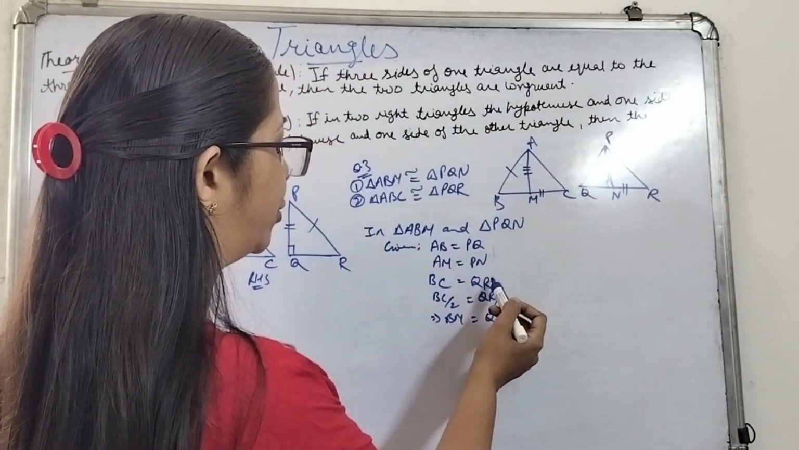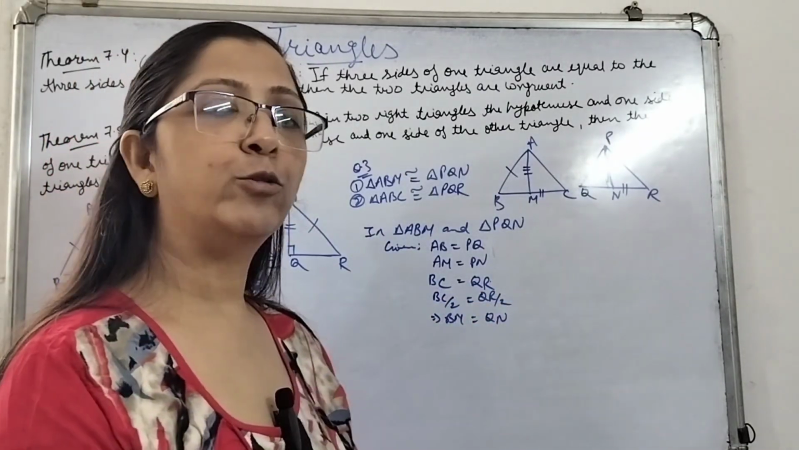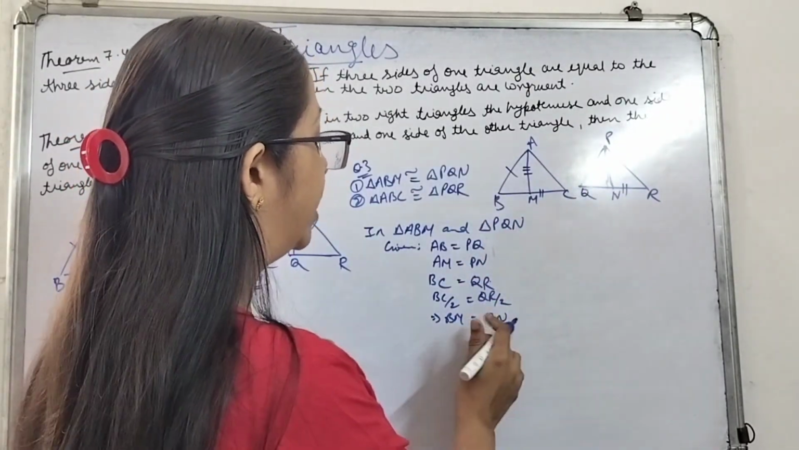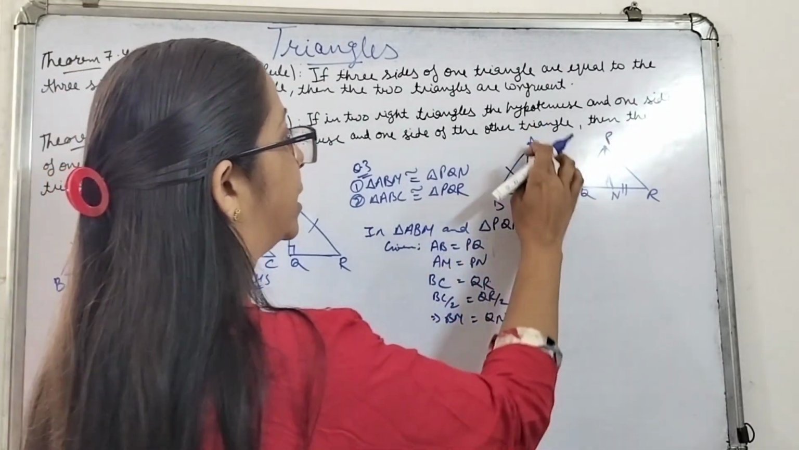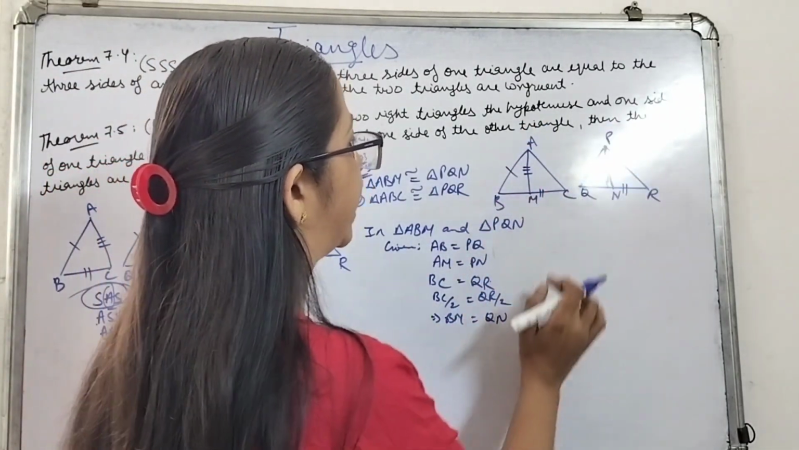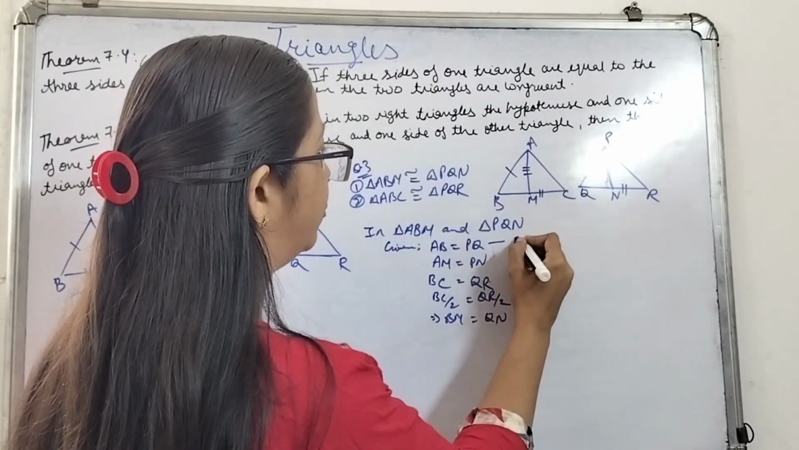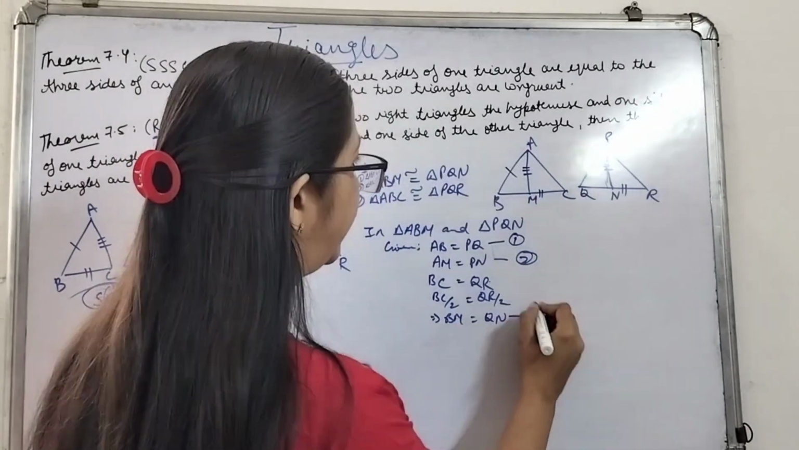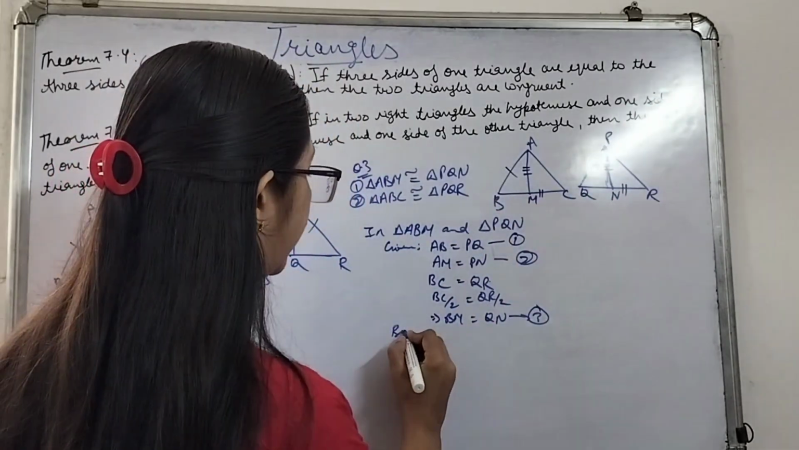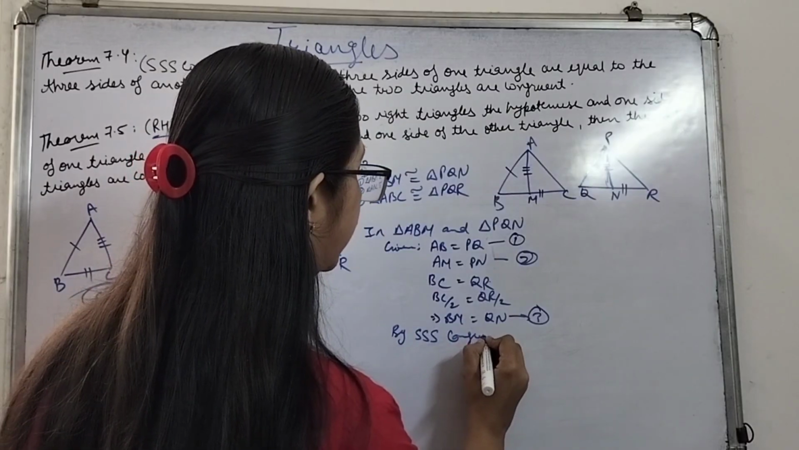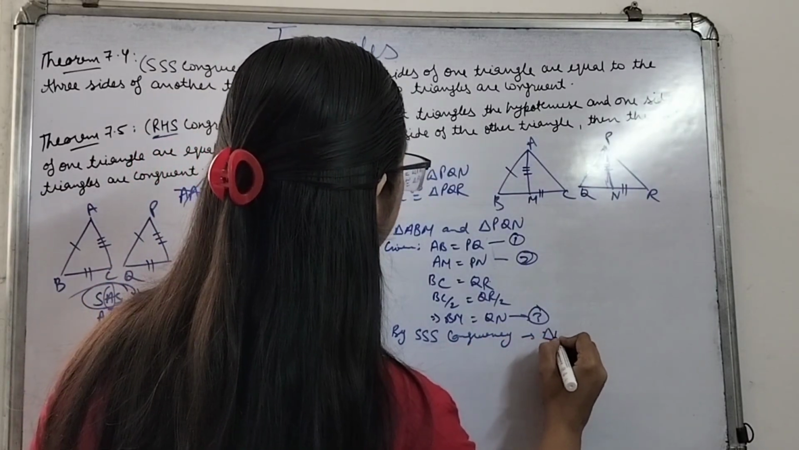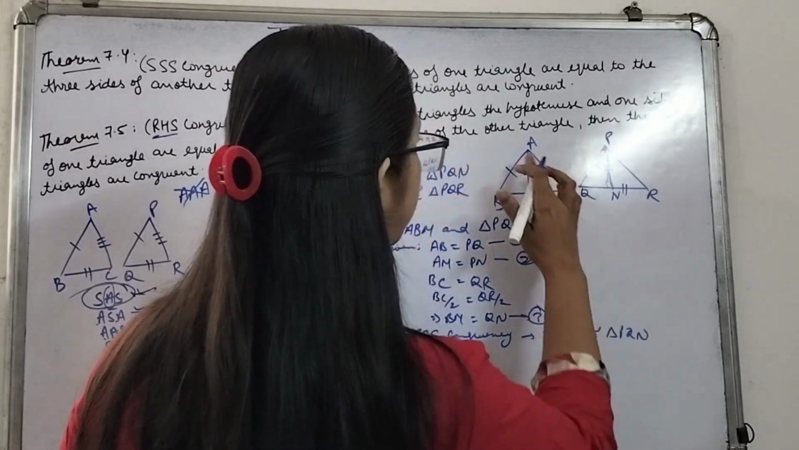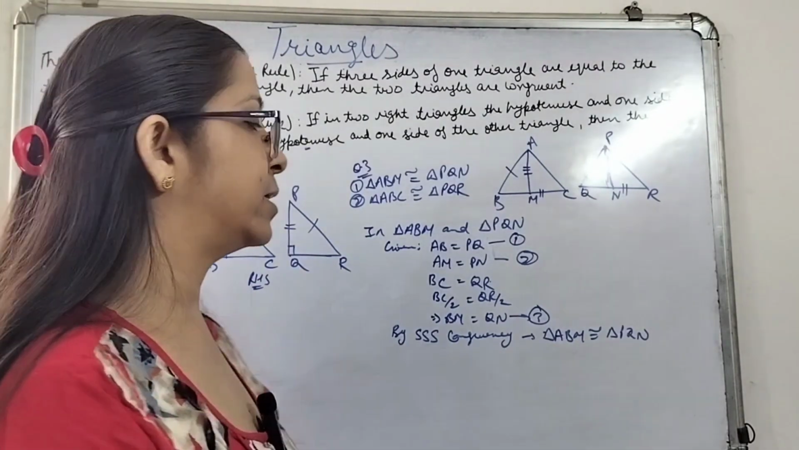So if BC is equivalent to QR, then half of BC will be equivalent to half of QR, and that means BM and QN will also be equal. So in triangle ABM and triangle PQN, first, AB is equivalent to PQ; second, AM is equivalent to PN; and third, BM is equivalent to QN. So by SSS congruency, we can say that triangle ABM is congruent to triangle PQN.